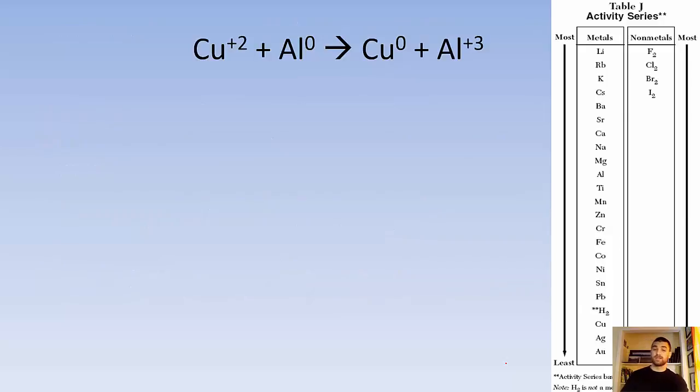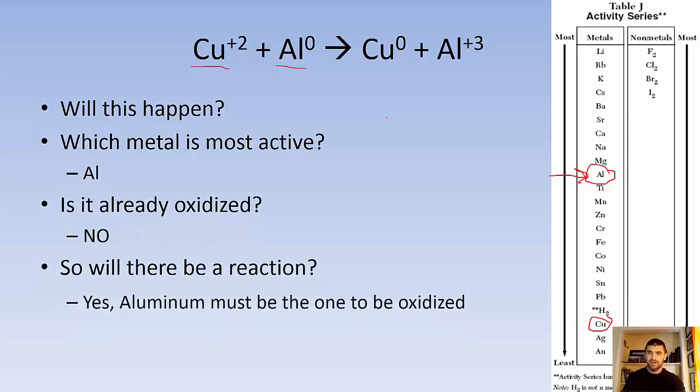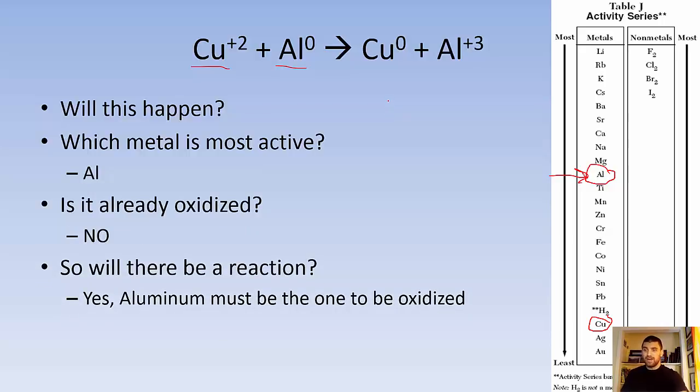All right, so here's an example. We've got copper ion, so the copper is oxidized, and we've got aluminum metal. Will this reaction occur? Well, let's find them. I found copper here, and I found aluminum up here. Aluminum wants to be oxidized more, but it's not, so it's going to have to do something about that. Aluminum's more active, and it's not oxidized. So will there be a reaction? Heck yeah, aluminum is going to fight copper, essentially. So that reaction would occur.